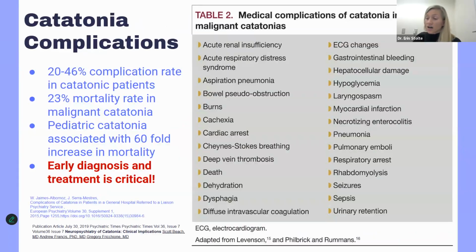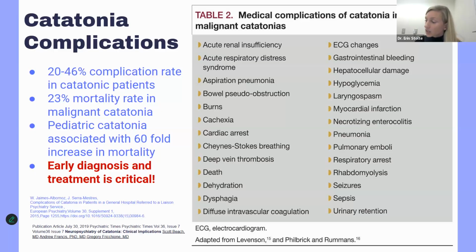And catatonia has a high complication rate. 20 to 46% of catatonic patients will have some complications. And you can think of it on the two extremes, with the stuporous catatonia, many have complications because of immobilization or malnutrition or dehydration. The bowels themselves can slow down. We see this all the time. Patients who never had troubles with constipation are now profoundly constipated, needing enemas. You can get urinary retention. The whole system starts to slow down.